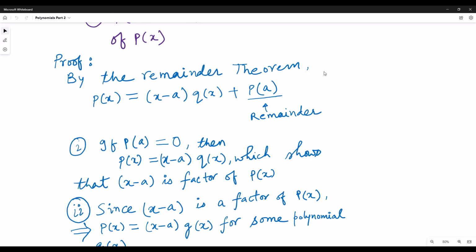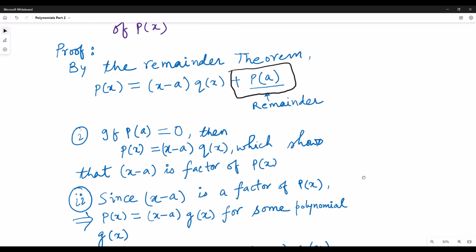If p(a) equals 0, then p(x) equals (x minus a) into q(x), which shows that x minus a is a factor of p(x), right? Because if p(a) is 0, then this term has gone to 0. So what we are left with is only (x minus a) into q(x). So clearly x minus a is a factor of p(x).